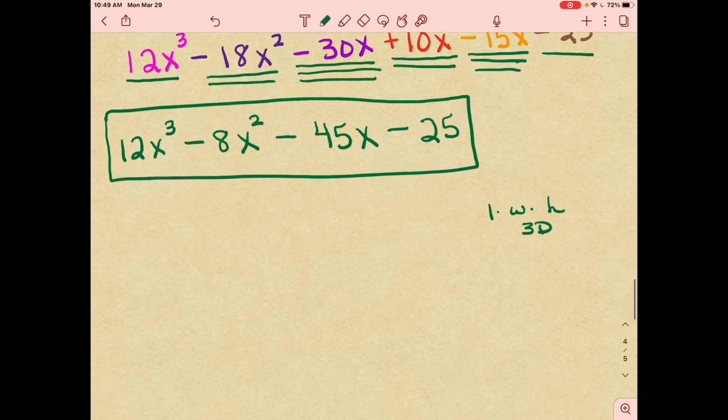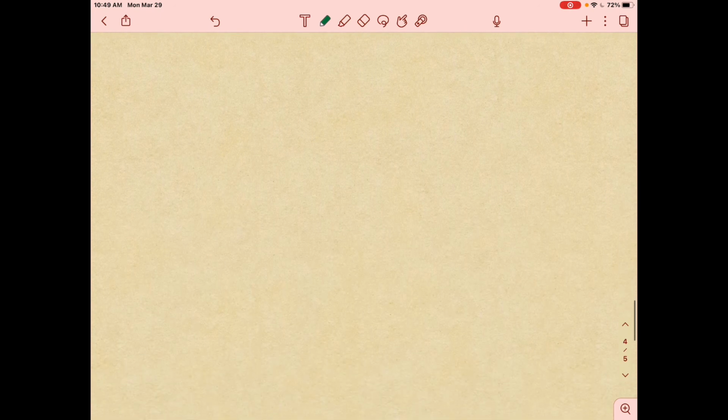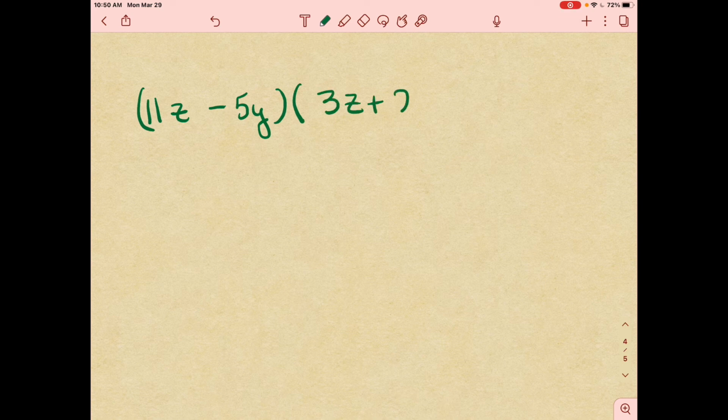All right, that pretty much wraps up our lesson here. Other than to get some practice in, let's just have one more practice problem. We'll do something that just looks a little messy and let you give it a try. Try this one. How about 11z minus 5y times 3z plus 2y. Again, pause the video, give it a try, come back. Let's do it together if needed.